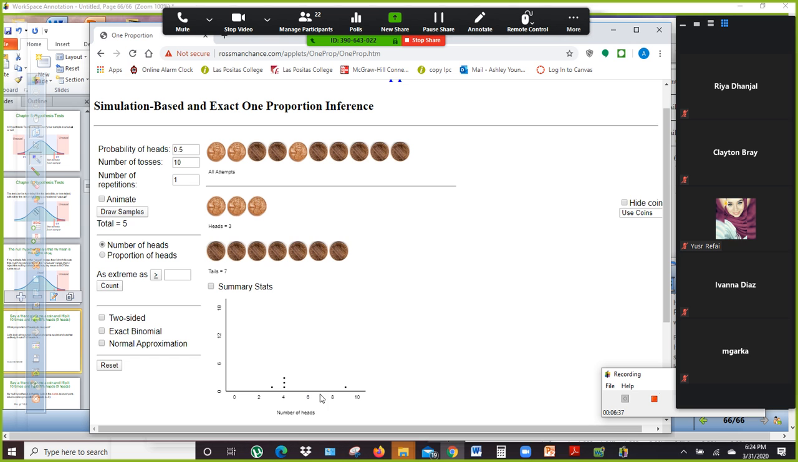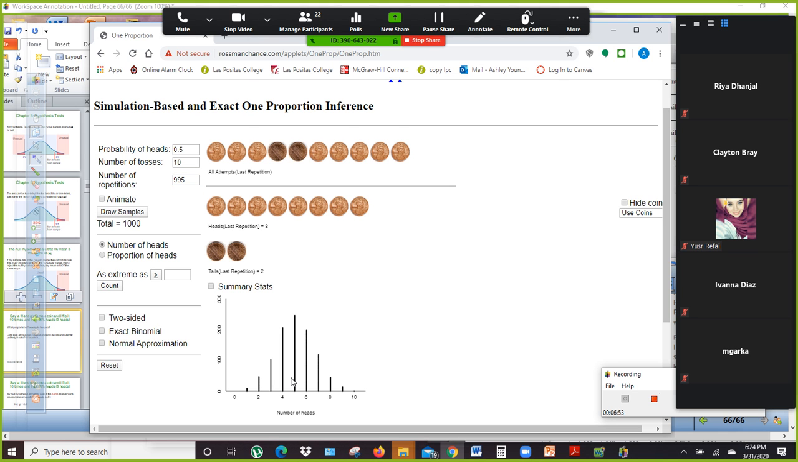Now I'm going to do a total of, I have 5 so far. I'm going to do a total of 1,000. So I'm going to do 995 more. So however many you've done, subtract that from 1,000 and do that many more. So it's going to do all of them at once. And you'll get this little thing like this. Looks sort of like a normal curve.